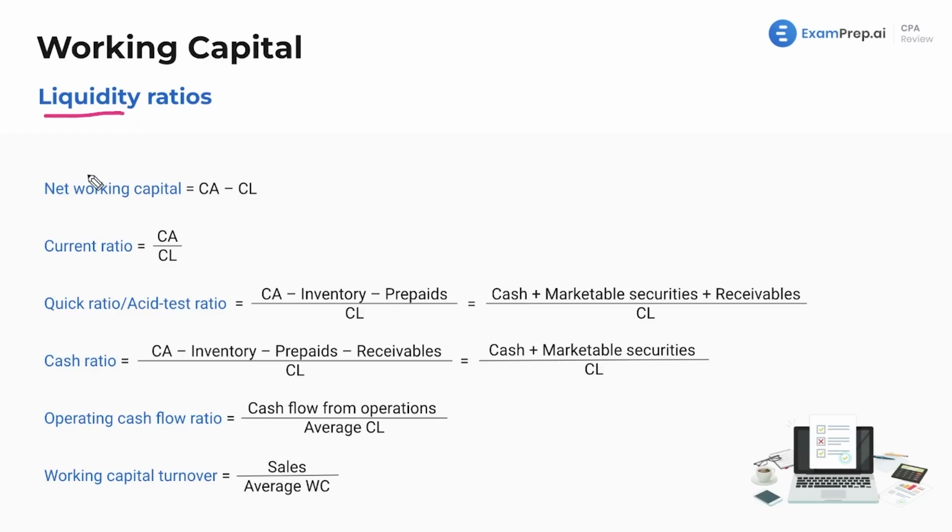So with liquidity ratios, this involves net working capital, current ratio. Hey, working capital, look at it right there. Current ratio, quick ratio, acid test ratio. These are synonyms. They mean the same thing. We've got our cash ratio, operating cash flow ratio, and working capital turnover.